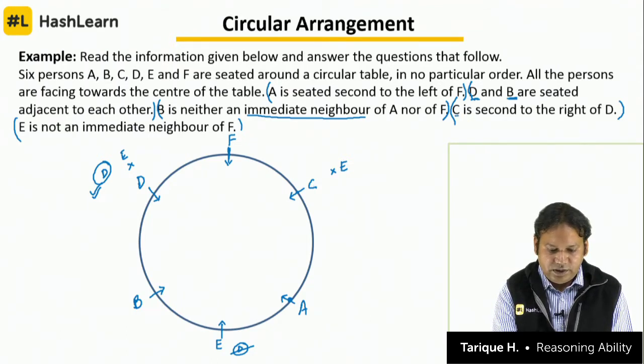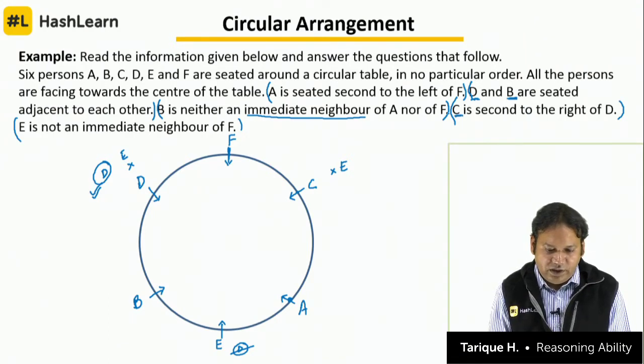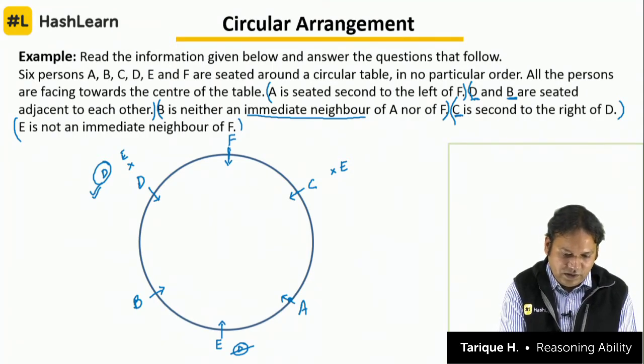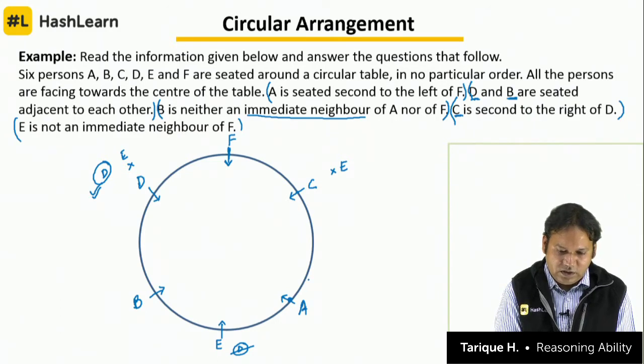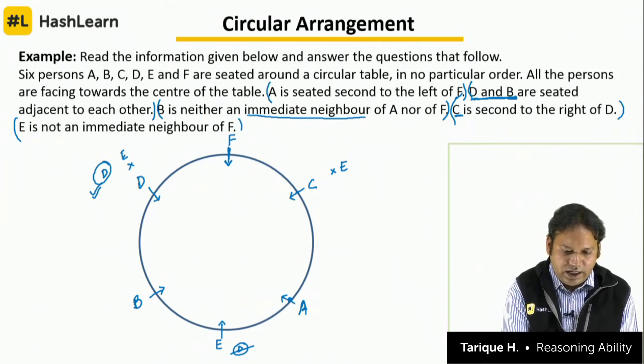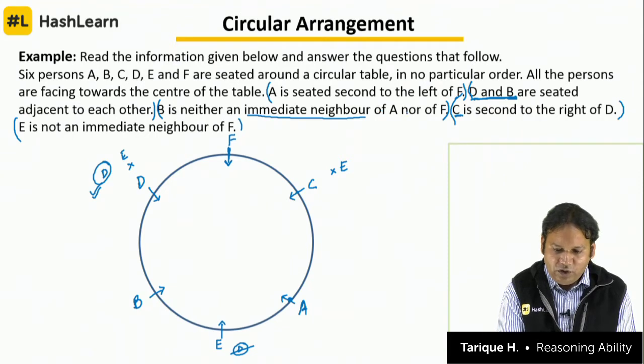Okay, so D is facing the center. There is some confusion here. One second, let's just understand. C is second to the right of D. A is sitting second left of F. F is here, left of F, so A is definitely here. This clue is done. D and B are seated adjacent to each other, that we know. And we also know that B is neither an immediate neighbor of A nor of F.